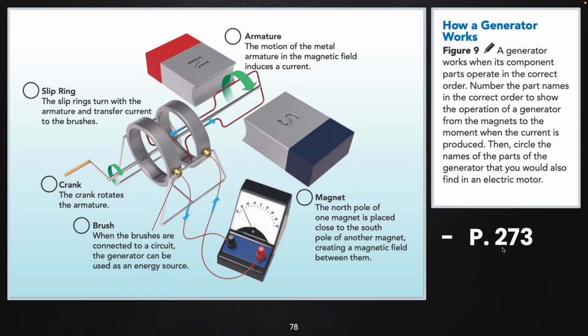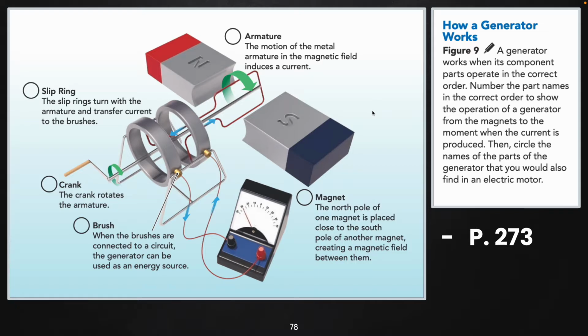So on 273, here we have something that should look similar to us, right? Looks similar, but it's not. It's the opposite. It's a generator. So figure 9 is a generator. A generator works when its component parts operate in the correct order. Number the part names in the correct order to show the operation of a generator from the magnets to the moment when the current is produced.